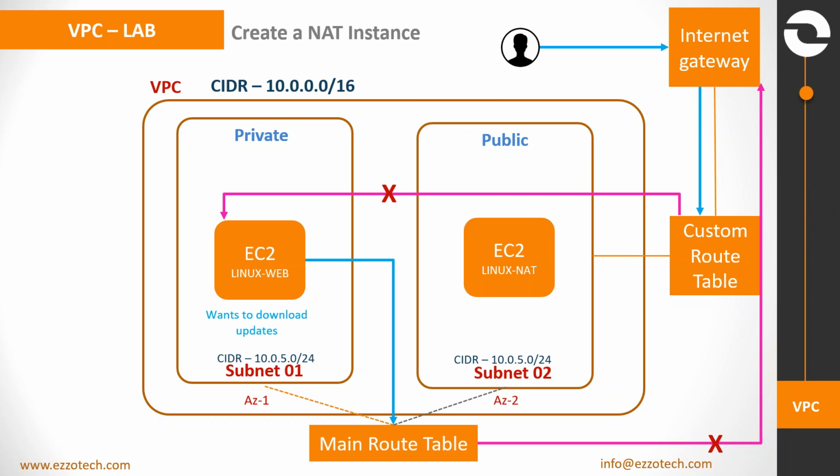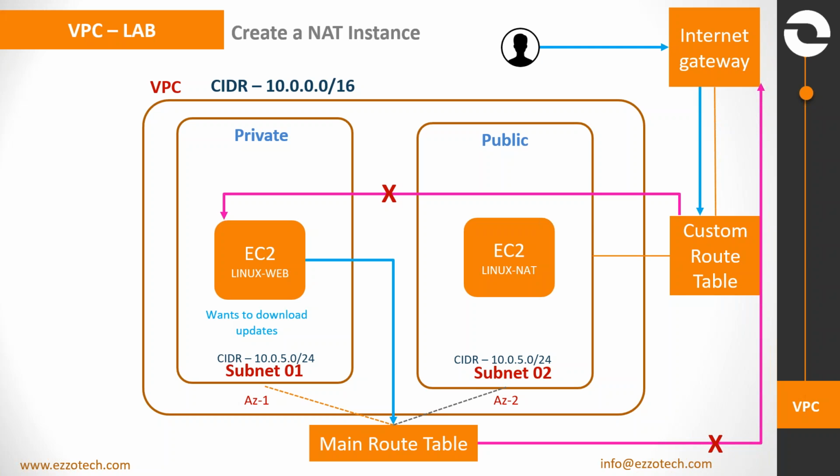Because is it like cannot attach custom route table to the private subnet? Yes, because if we attach the custom route table to the private subnet, it will not be a private subnet anymore. It will become public, just like the subnet 2 became public. What is this custom route table actually?